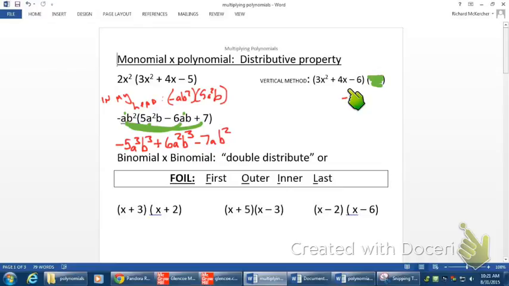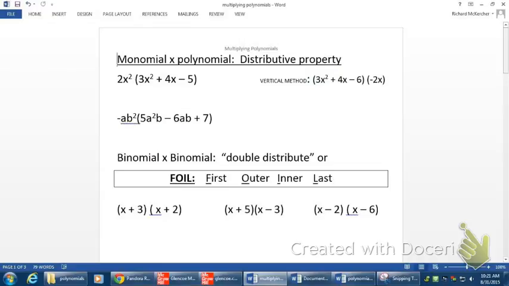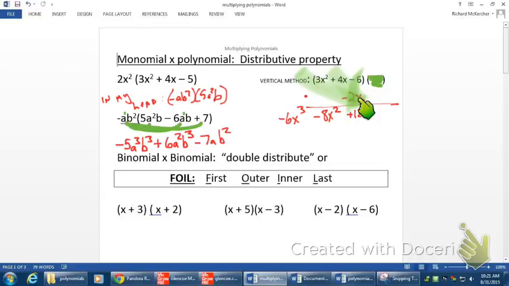Now some people like to do it in what we call a vertical method. We don't see it very often, but I thought I'd show it to you. All you do is take this negative 2x and write it underneath instead. And then you're going to multiply like you learned how to multiply multi-digit numbers. But I hope you recognize you're just multiplying like you did multi-digit numbers.